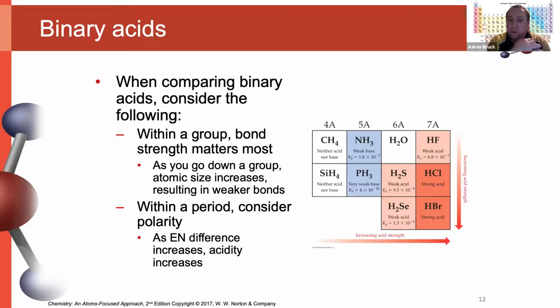Within a period, so as we go across a row on the periodic table, we're going to rely more heavily on polarity. We know that as we go across a row, we increase in electronegativity. That increase in electronegativity is going to result in a more polar bond that is more easily broken. And as a result, the halogenated acids are stronger acids than these oxygen group-based acids.